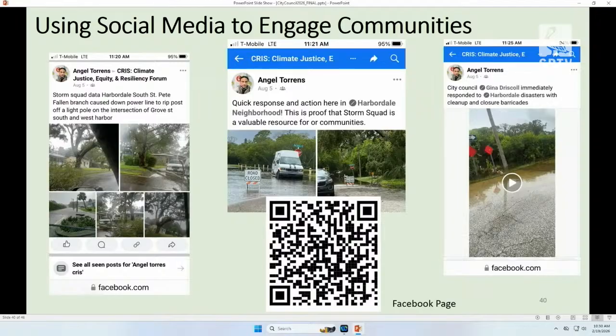through ICAR, Dr. Dixon has positioned St. Petersburg as a living laboratory for coastal adaptation, where research, community engagement, and policy intersect. And Storm Squad stands on that foundation. So Dr. Dixon has talked about CRIS data. You can see we use social media to engage communities. We have Angel, who I think is in the room, from Harbordale, who is a leader in the Harbordale community with Storm Squad. So our CRIS data shows ongoing flood impacts in Childs Park and other neighborhoods.